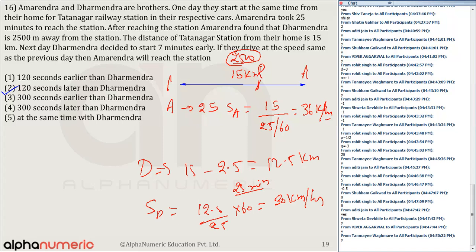ठीक है, अब क्वेश्चन क्या है? Next day, Dharmendra decided to start 7 minutes early. If they drive at the same speed as the previous day, then Amrendra will reach the station. ठीक है, अब देखते हैं टाइम क्या लगेगा. So धर्मेंद्र को कितना टाइम लगता है?